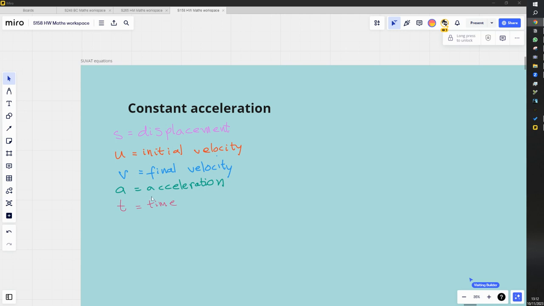So let's look at what we can say about these different ones. Well, we know a little bit about acceleration already. We know that acceleration is equal to the change in velocity divided by the change in time. So the change in velocity is just going to be the final velocity minus the initial velocity, and then we're going to divide that by the time.